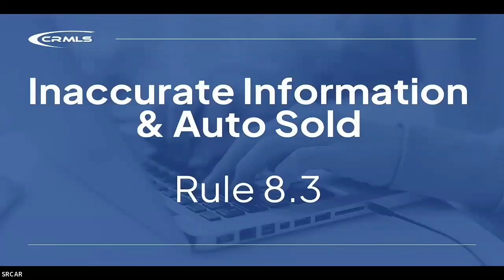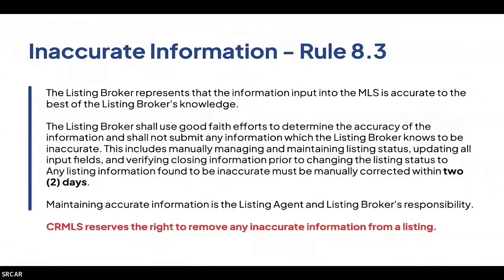Okay, moving on to inaccurate information and auto sold status. This is pretty self-explanatory. Just make sure that everything you're entering into your listing is as accurate as possible, and that you've done your due diligence to make sure that the information you're entering is accurate. This applies to a lot of different things. It applies to the status of the listing. It applies to the features of the property. So when you're entering a listing and you have that features page where there's all those boxes of information about the property that you can check, make sure you're taking your time going through there and doing that.